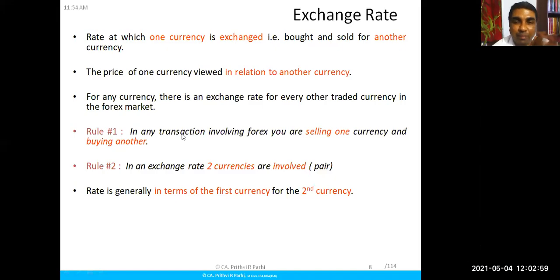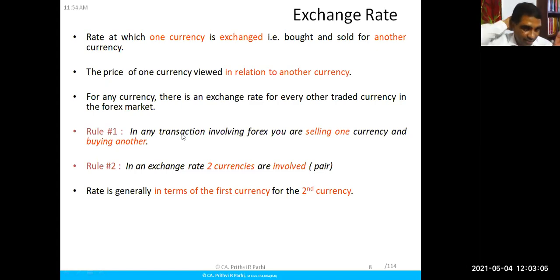This is how international transactions are different from domestic transactions. In a domestic transaction, we buy a product or a service and pay a currency. But in an international transaction, we simultaneously buy and sell currencies. Understood the first rule? Yes, sir. Okay, so rule 1 you have to remember: in any transaction involving forex, you are selling one currency and buying another.